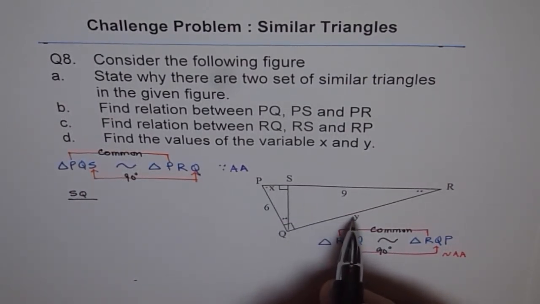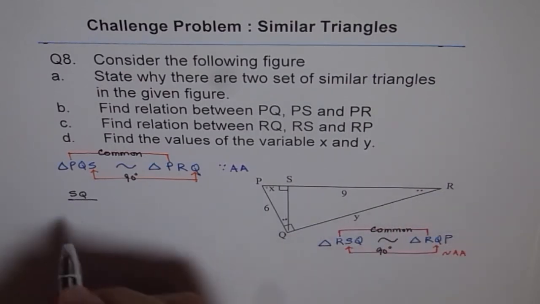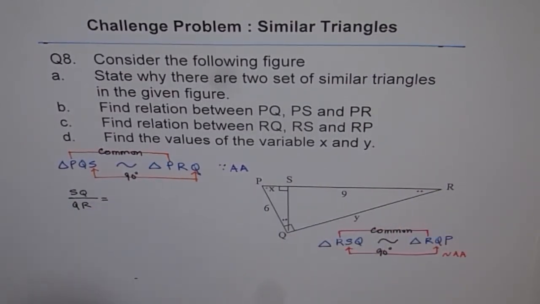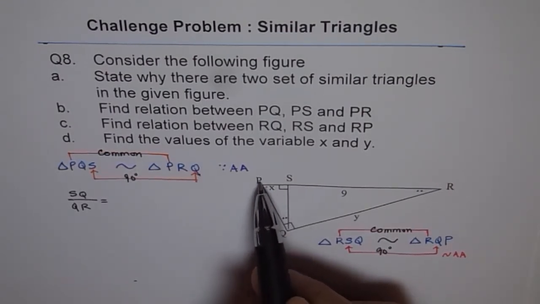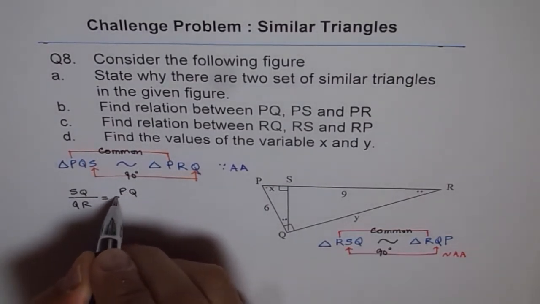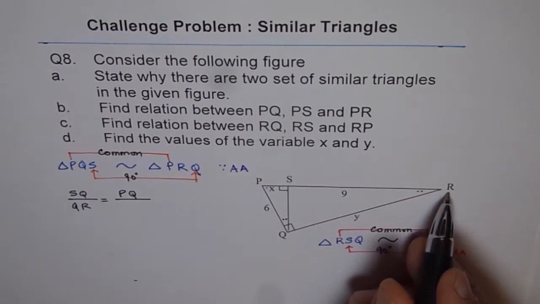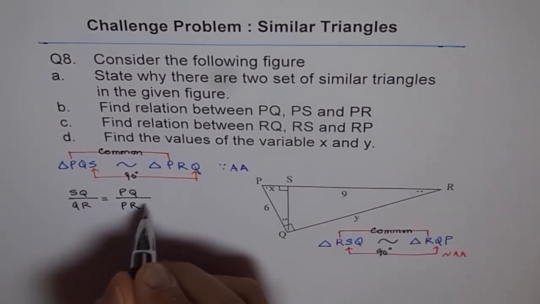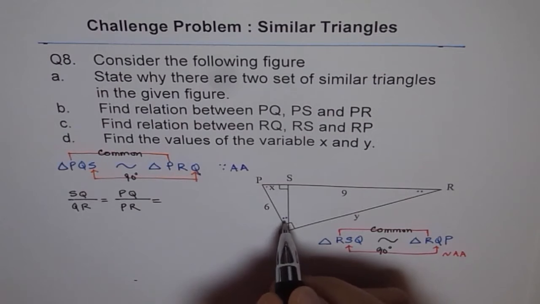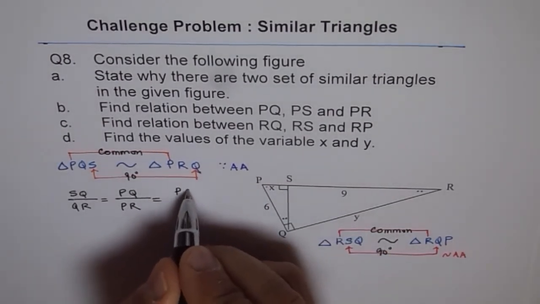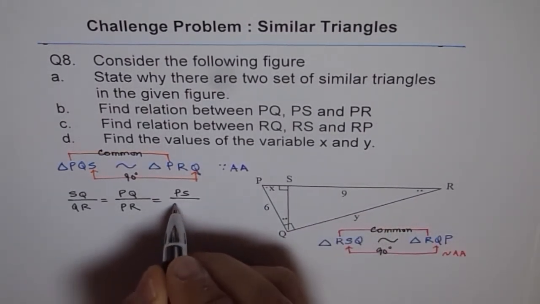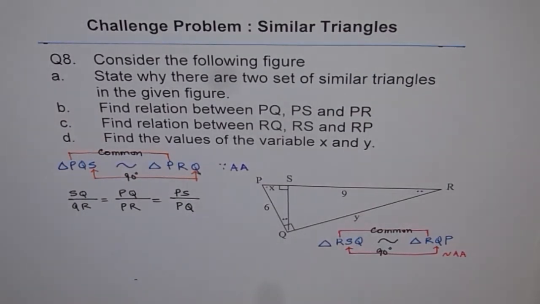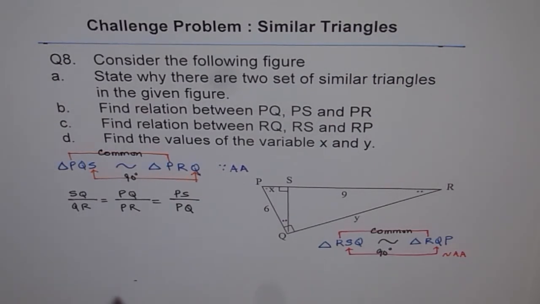And in the big triangle, the side opposite to P is QR. That should be equal to, let's write down the side opposite to 90 degrees. For the small triangle, it is PQ. For the big triangle, it is PR, correct? And now the third angle. For the small one, it is PS. And for the big one, it is PQ, correct? So that is how the sides are related for these two triangles which are similar, right?